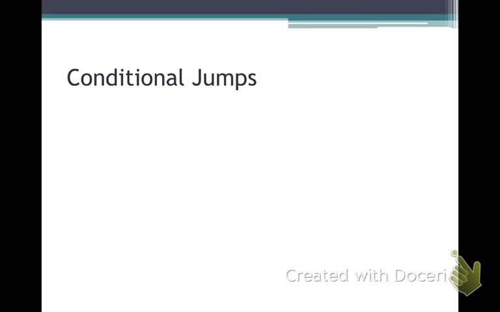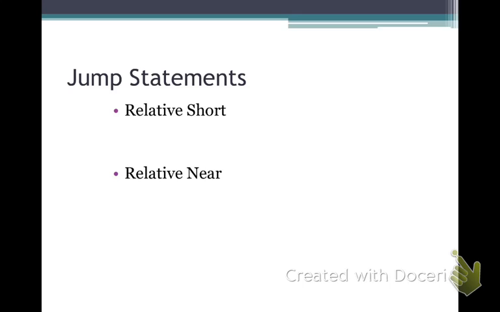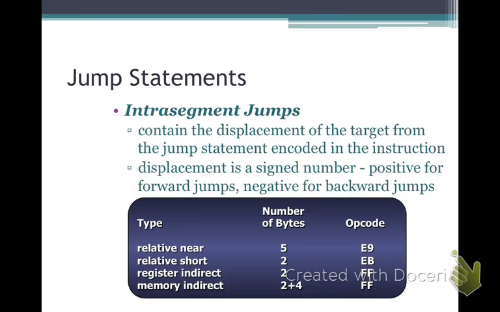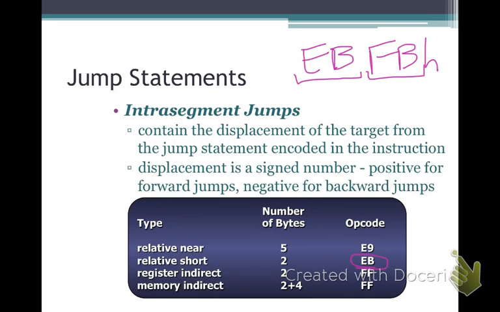Okay, before we get to conditional jumps, let me go back. So we had an unconditional jump that is a relative short. Relative short has opcode EB, so the previous instruction would be EB, FB, where that's the opcode and that's the offset: what value should be added to the instruction pointer to get me to the location that I need to execute next.